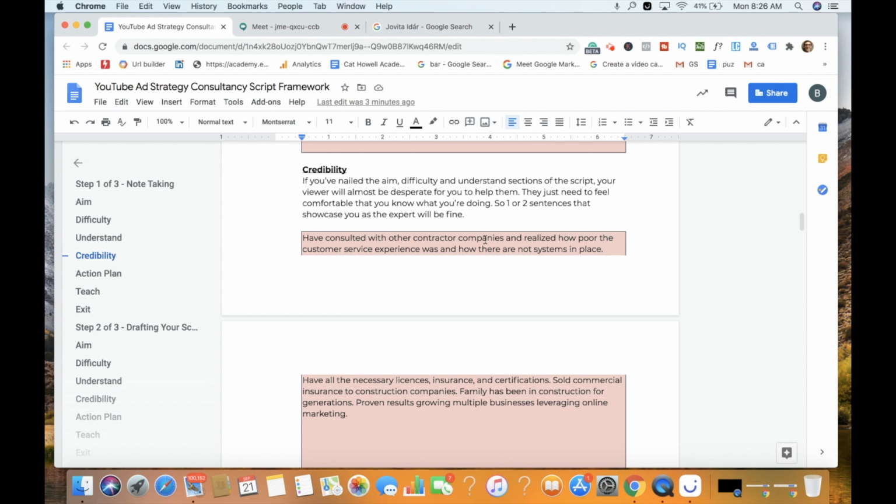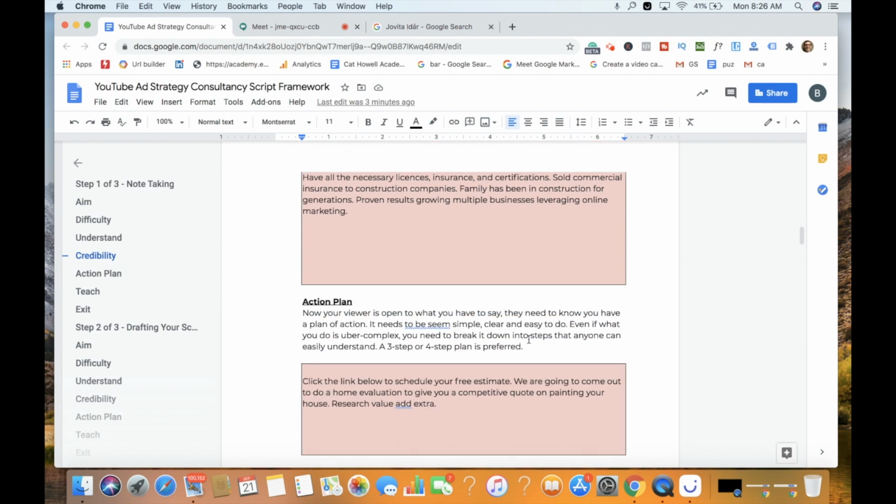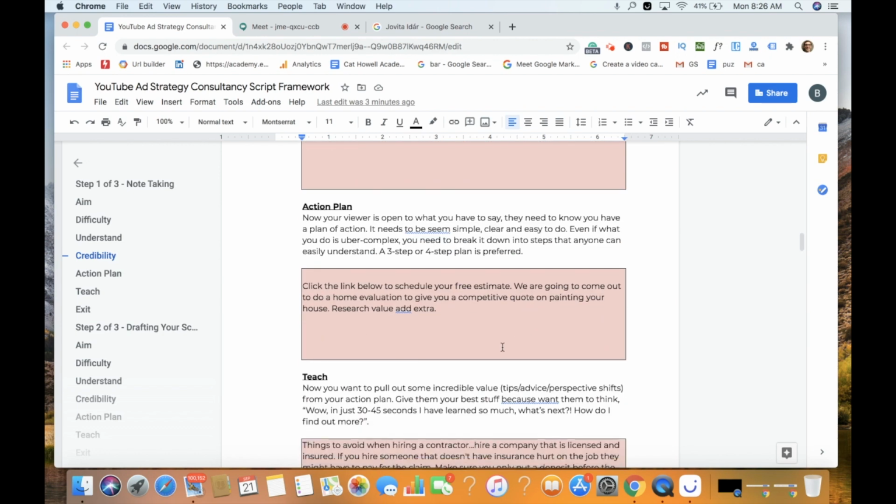And we've been doing this for generations in our family. We've also sold to commercial construction companies. So if you want to work with a contractor or a painting company where you can feel like you can trust us and we're reliable to get your house looking beautiful for the upcoming season, then click the link below and schedule a time for a free estimate. We offer this where a lot of other contractors don't.